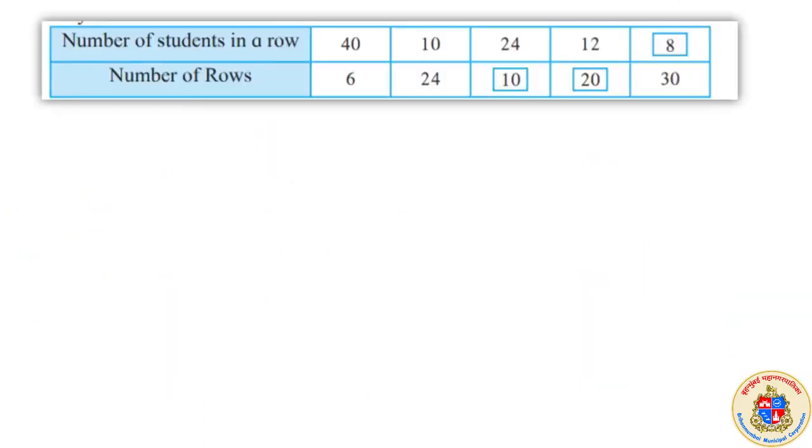Next. Here is another situation. There are students standing in a row: 40 students in 6 rows, 10 students in 24 rows, 24 students in 10 rows, 12 students in 20 rows, 8 students in 30 rows. मुझे तो समझ में आया. There are 240 students. इधर से समझ में आया. 10 rows, 24 in each. There are 240 students. किसी भी केस में कैसे मालूम पड़ा? मल्टीप्लिकेशन से मालूम पड़ा. तो ये कौन सा वेरिएशन है?